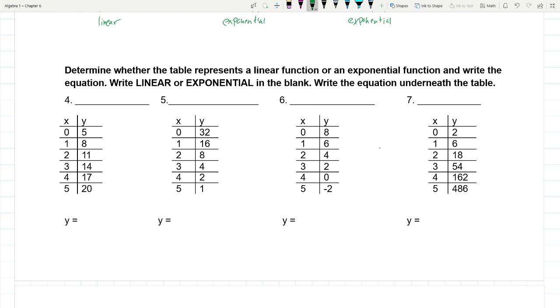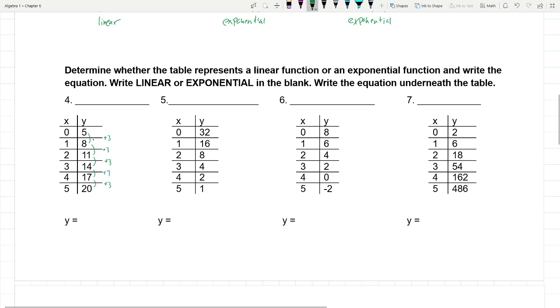All right, determine whether the table represents a linear function or an exponential function, and write the equation. Write linear or exponential in the blank. Write the equation under the table. The way to check to see if it's linear or exponential is to see how much it changes by. What we're looking for is a consistent pattern. To go from 5 to 8, that's plus 3. From 8 to 11, that's plus 3. 11 to 14, plus 3. 14 to 17, plus 3. 17 to 20, plus 3.